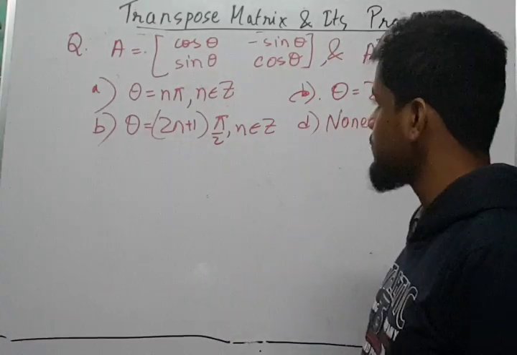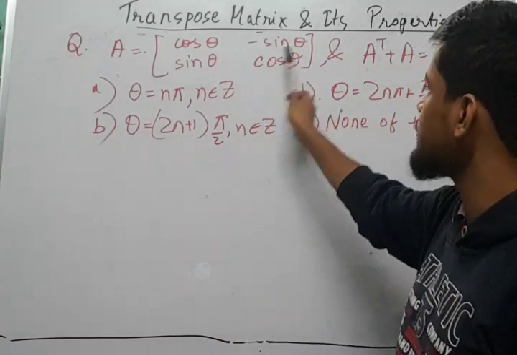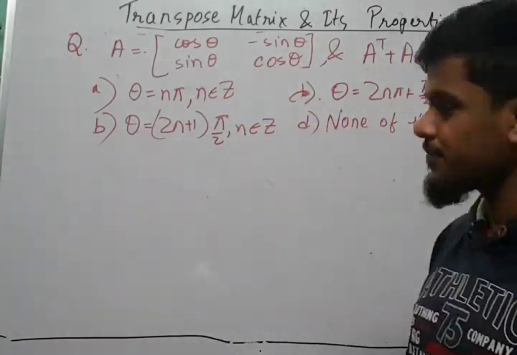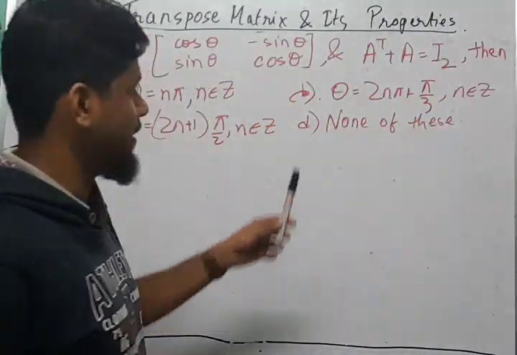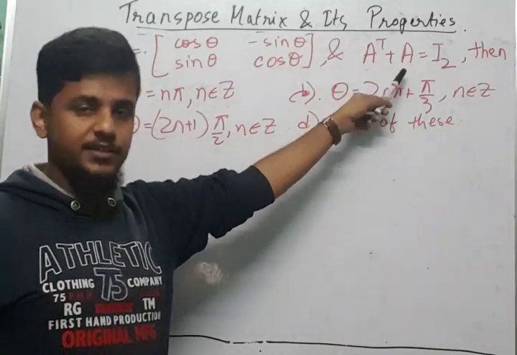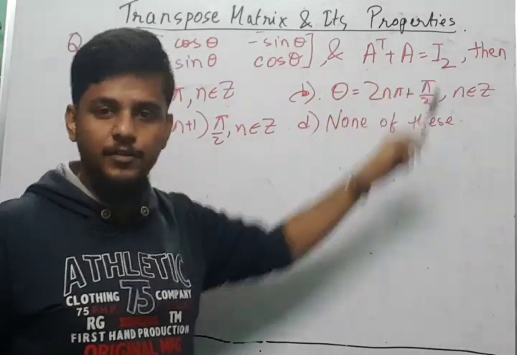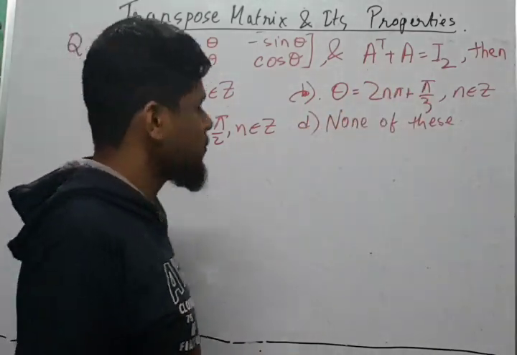have a matrix A which is given by cos theta, minus sin theta, and cos theta, and then we have another condition which is given by that A transpose plus the matrix A gives us the identity matrix of the order 2 by 2, 2 cross 2.